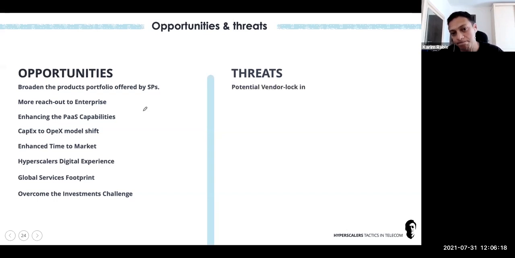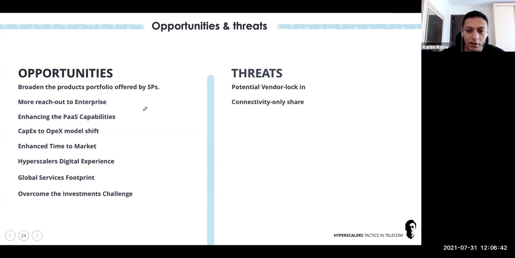The threats, okay, nothing comes without threats. So the threats, it's a potential vendor lock-in. The cost of migration to on-prem cloud is very costly and very difficult. Most of these applications are only certified with the cloud stack provided by the hyperscaler. So it is a potential vendor lock-in for sure.